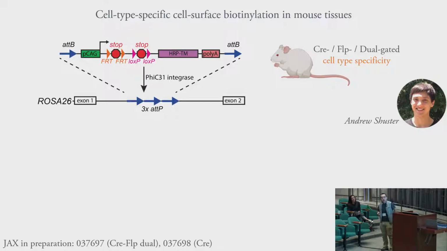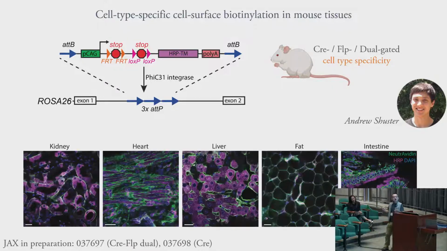This is a collaboration with another graduate student in Lichun's lab, Andrew Schuster. We generated a transgenic mouse line to express cell surface HRP under the ubiquitous CAG promoter. It enables cell type specificity by using Cre lines, Flp lines, or a combination of them. And this mouse line will be available at JAX very soon, so everyone can use it. We found that this method enables cell surface biotinylation in many tissues and organs, as shown here by neutravidin staining in green: kidney, heart, liver, fat, and intestine.